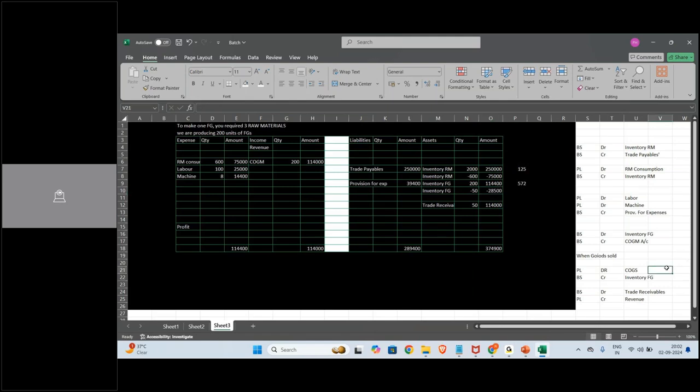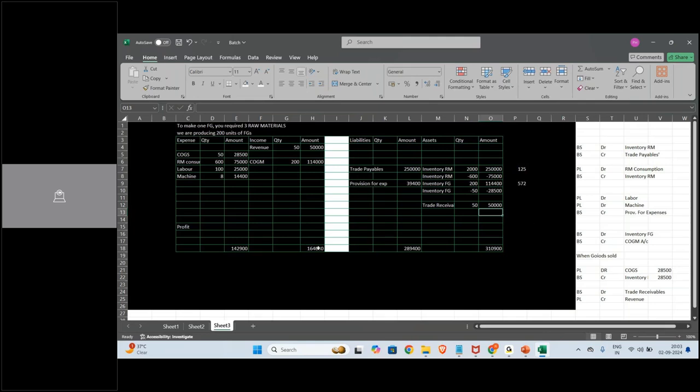I have to book 28,500 to COGS for 50 units. Now, revenue I am getting. What was the price at which we said we will sell each one? 1,000, right? So 50,000. Trade receivable will be 50,000. Now you look at the profit.